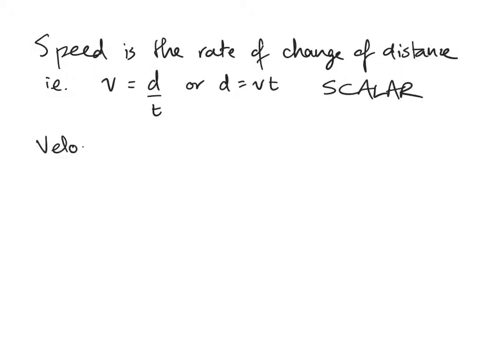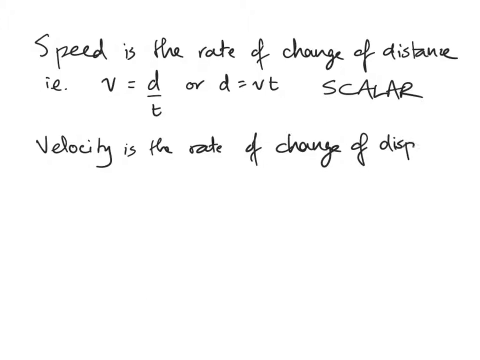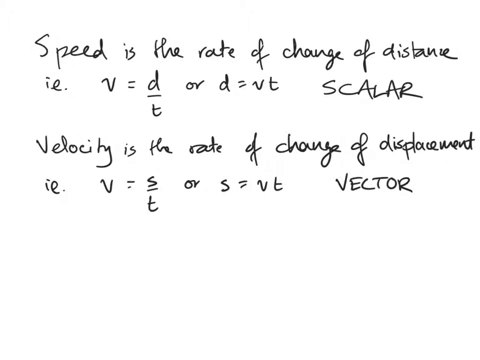Velocity, on the other hand, is the rate of change of displacement, i.e., displacement per second. It also has a symbol v. Displacement, remember, is s, so we can write that as v equals s over t, or s equals vt. And velocity is a vector quantity. The difference between these two can be shown quite clearly in a simple example.